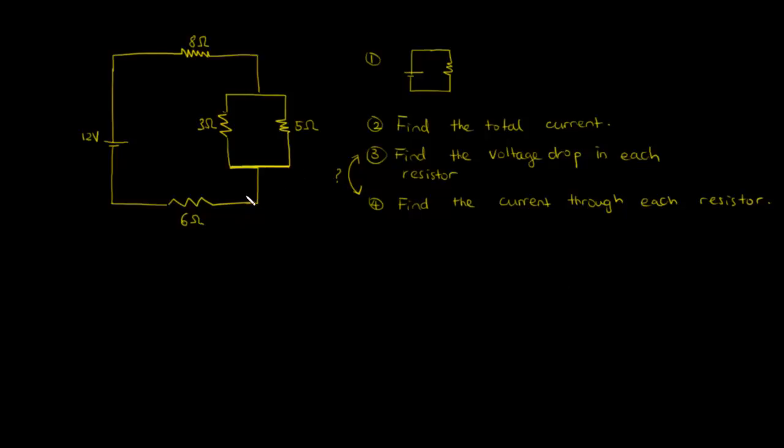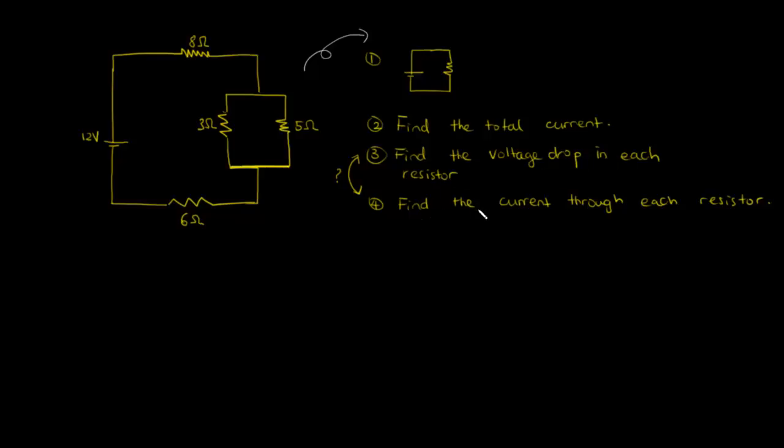Alright, so in this video we're going to solve this problem. You can actually pause the video and try this for yourself first. So first thing we have to do is convert this into a single battery and single resistor problem, like this. And then second, you have to find the total current from this one. And then you have to find the voltage drop in each resistor.